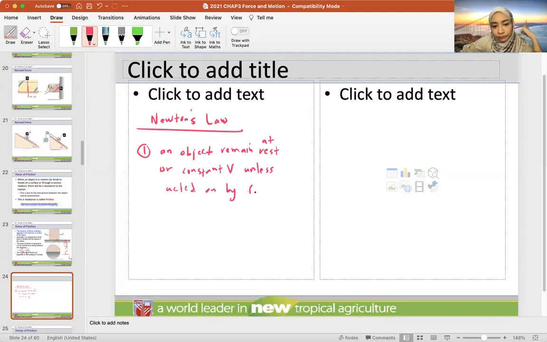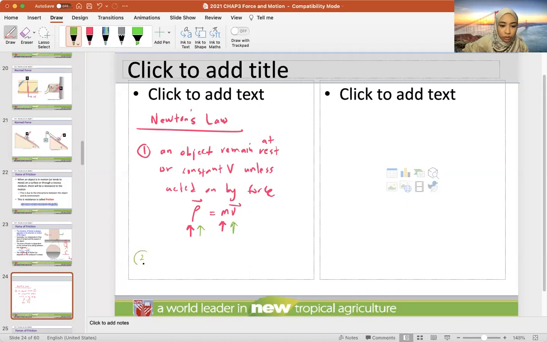Sorry, tulisan buruk. Okay, and then from Newton's first law, kita tahu that inertia is related to momentum. Momentum is a vector. And if you have a bigger mass, therefore your momentum is bigger. Therefore, your inertia is bigger. If you have a bigger velocity, then your momentum is bigger, then your inertia is bigger. Okay, inertia relates to momentum.